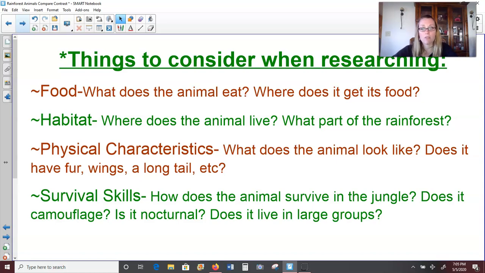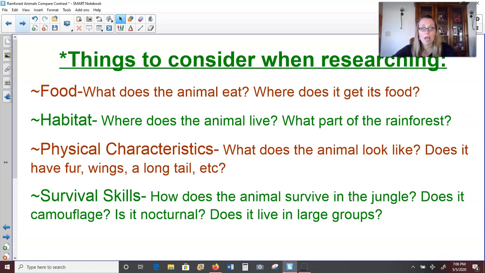Some animals in the rainforest are carnivores. They eat only meat and they're hunters. Some animals are herbivores. They eat only plants and berries and fruit. And some animals are a mix of both. We call those omnivores because they might eat insects and eggs from other animals, but yet they might also eat plants and fruit as well.